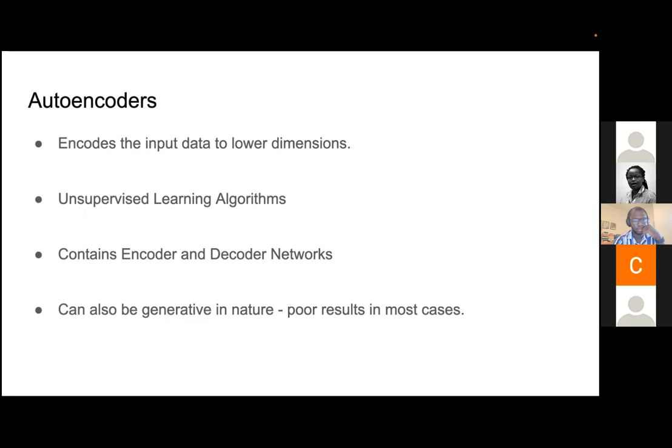So one thing we have to understand is that in autoencoders, when we have a sequence, the encoded part of the sequence is not given to us. It is learned by the encoder network. So it is unsupervised learning. And it contains two different networks, one is an encoder and the other a decoder. These autoencoders can also be generative in nature, but the results are poor in most cases. And we'll see why this happens.